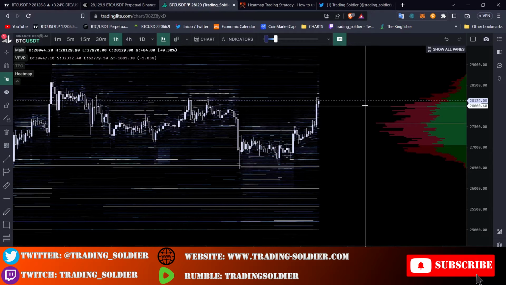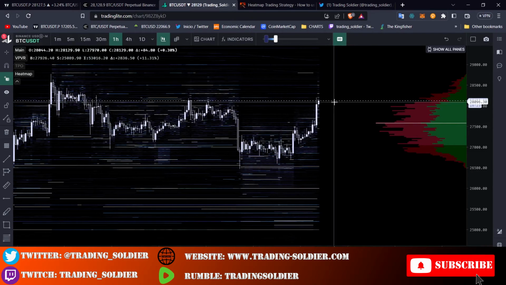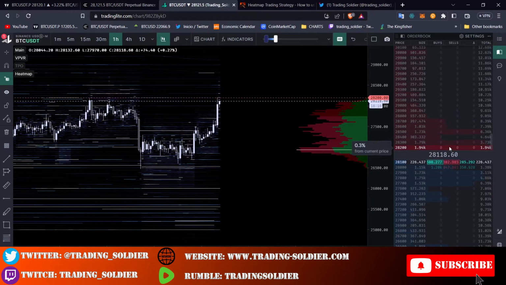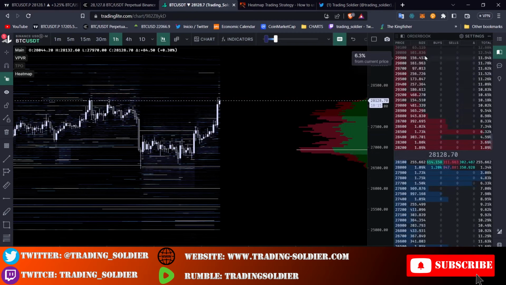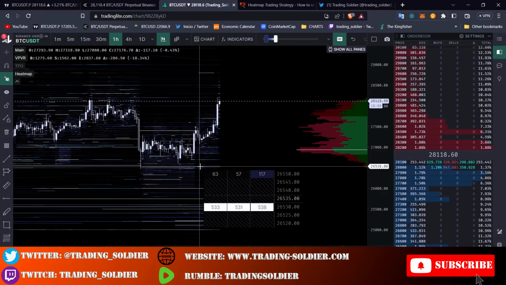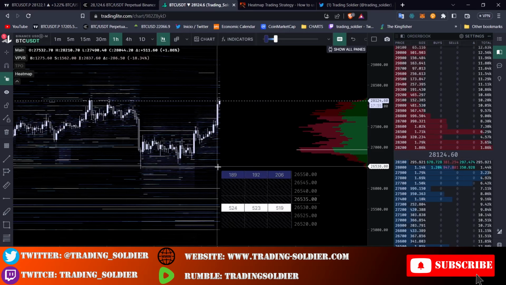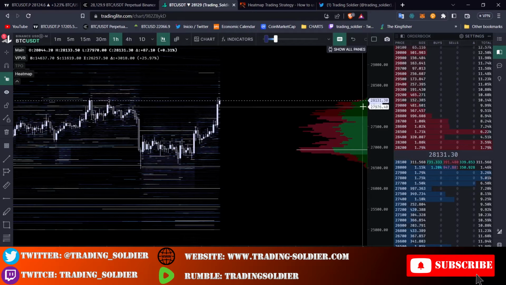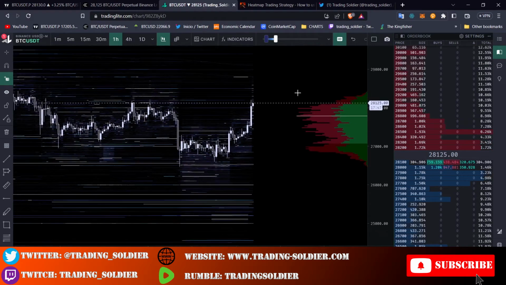Also, you need to take into account that all these orders shown in the heat map, as I've said before, are related to the order book. The order book is made with limit orders. For example, this order here that acted as support at $26,000, we have 538 Bitcoin sitting at this level. So these are limit orders. You need to take into account that the heat map shows you limit orders, not market orders.